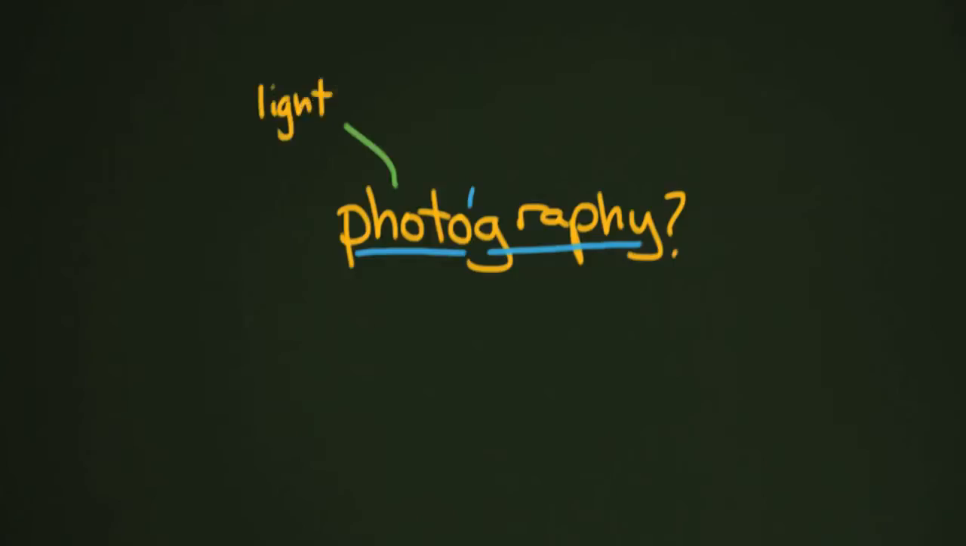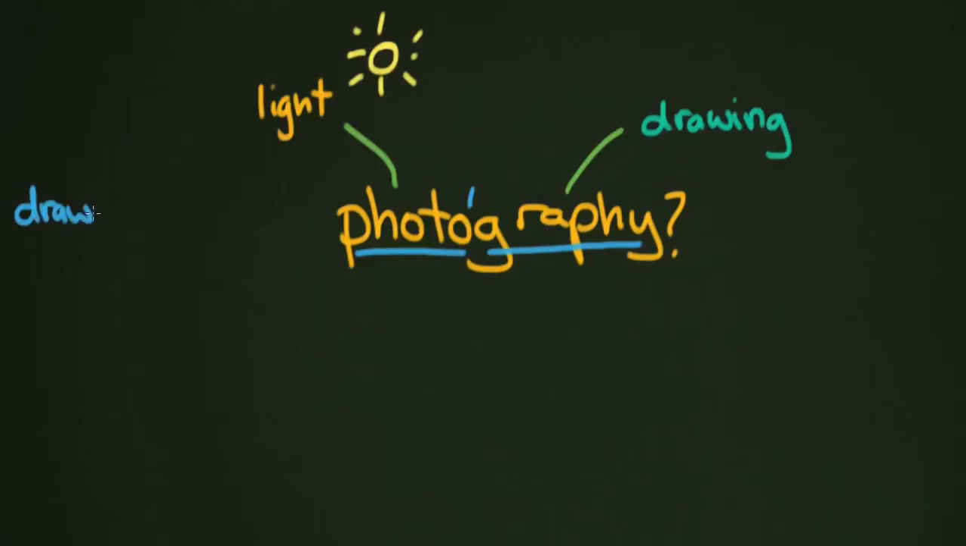And light not in the sense of heavy or light, but light in the sense of the sun, like what you see with your eye. And then you've got graphy over here. And graphy sort of means something along the lines of drawing. So when you put those two things together, you come up with drawing with light, which I think is a really great way of describing what photography is. Photography really is, in a lot of ways, drawing with light.